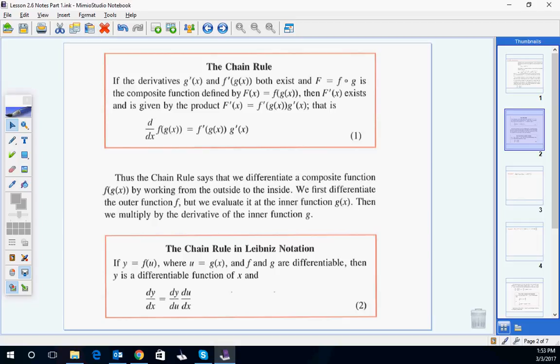Here's the famous Leibniz notation you're waiting for. dy over dx of that function is dy du times du dx. dy du means the derivative of the whole y, which is the whole function, with respect to the substitution u, and then the other one is the inside with respect to x. That's how you would say that.